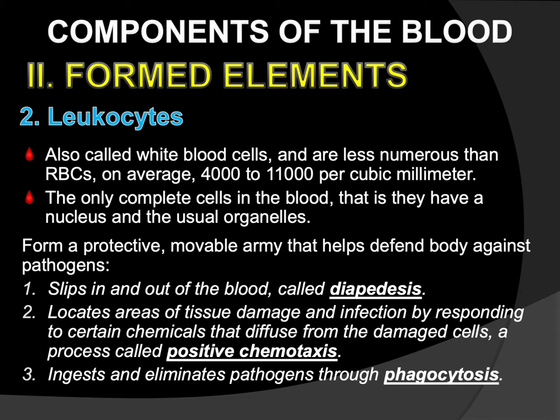Second, they can locate areas of tissue damage and infection by responding to certain chemicals that are released from the damaged cells. It's a process called positive chemotaxis. So in this case, they can move through the tissue spaces in an amoeboid motion. They can pinpoint areas of tissue damage and rally around in large numbers. And lastly, they ingest and eliminate pathogens through phagocytosis. They now destroy microorganisms and dispose of the dead cells.